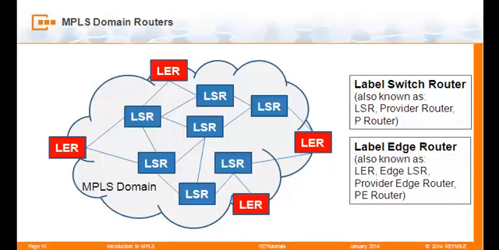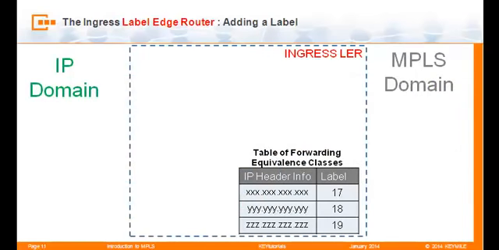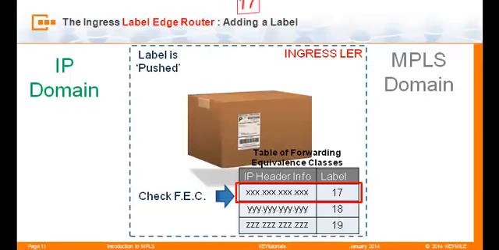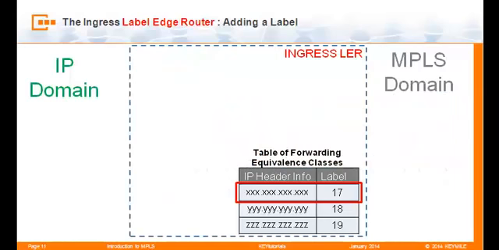Now I want to take you through the process of what happens to a packet as it enters the MPLS domain, makes its way through, and then exits at the far end. So first of all, the packet arrives at an ingress label edge router. It arrives from the IP domain, and the LER checks the layer 3 information on the packet, then it checks its lookup table and finds a reference called a forward equivalence class for that particular packet type. The label for the class is then added or pushed onto the packet, simply a number, and the packet is then forwarded into the MPLS domain.